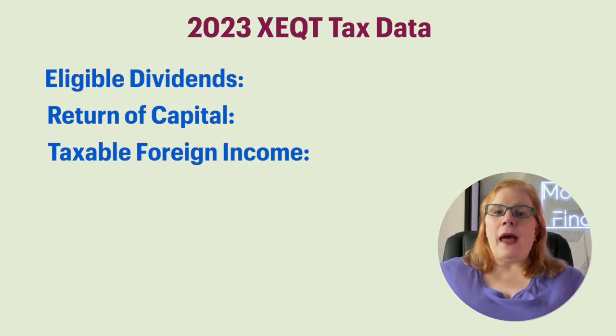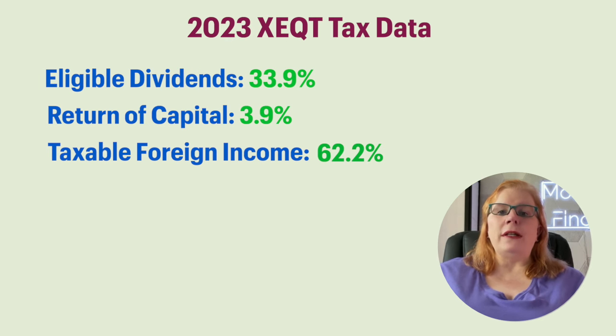Of course, let's convert those to percentages. So what we end up having is, for eligible dividends, 33.9%, return on capital, 3.9%, and foreign income, 62.2%. So looking at that dividend, we can tell that more than half of it is going to be taxed exactly like regular income because of that foreign income. And that absolutely should be a consideration. We're going to talk in a little bit, so you definitely want to stick around for that, on where you should be holding different types of tax treatments.